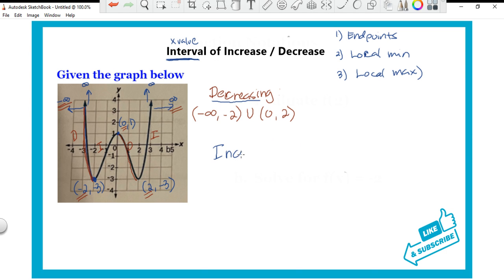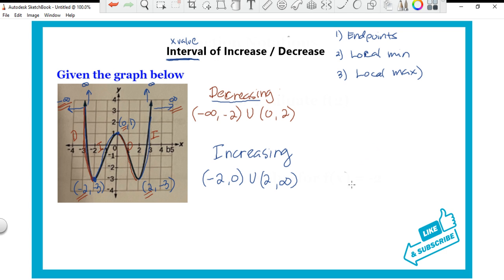All right, which ones are increasing? The areas that are increasing are from here to here. What are the x values there? The x interval is from -2 to 0. But there's another increasing part from 2 to positive infinity, and both of them will be enclosed in parentheses, and then you just add a union. You have unions here because you have multiple increasing and decreasing parts.